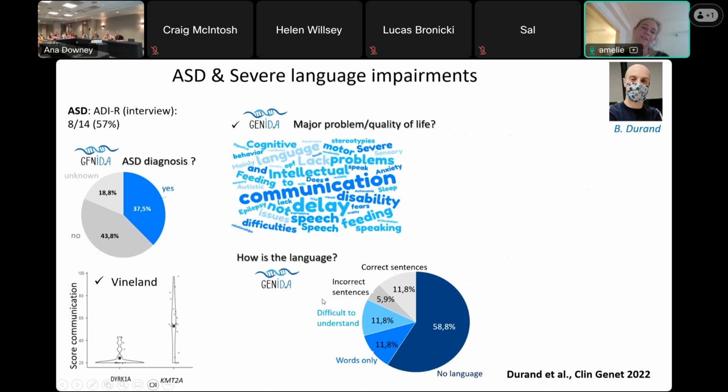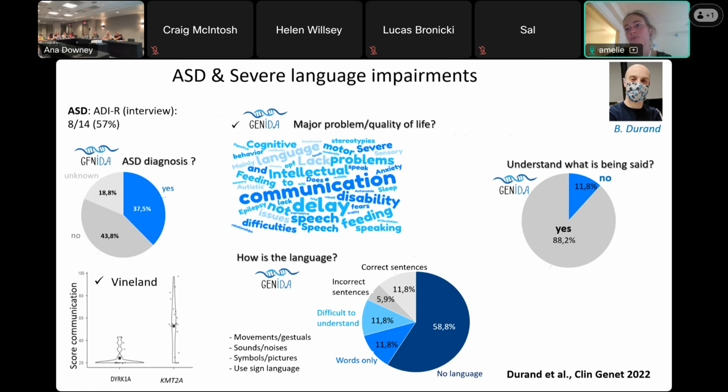And it's true that when you look at the Genida data, you can see that more than 50% of individuals with a mutation in DYRK1A have no language. Some have words only or can speak, but they are difficult to understand. And finally, there is only a small portion of the individuals who can say some correct sentences. So here are the different ways of communication the individuals with DYRK1A syndrome use.